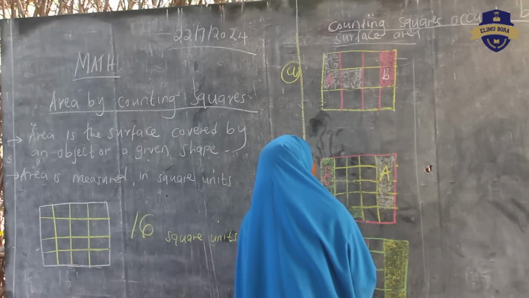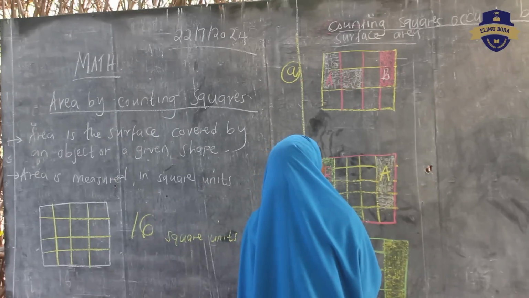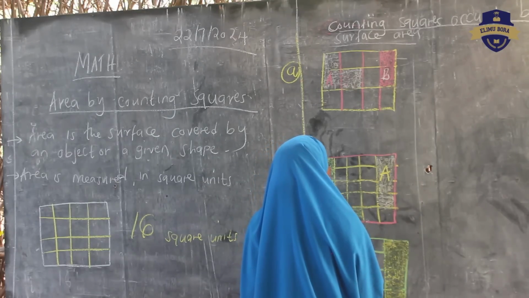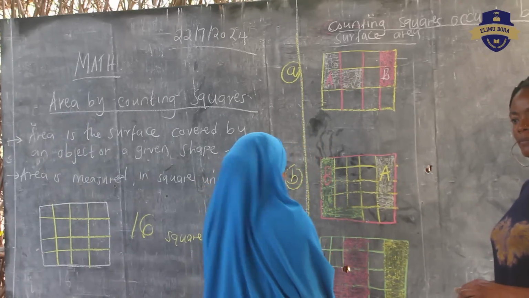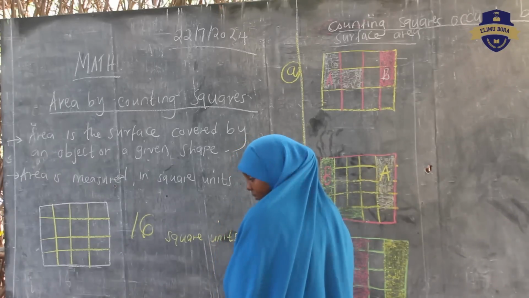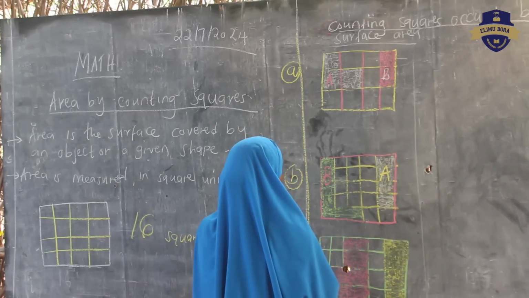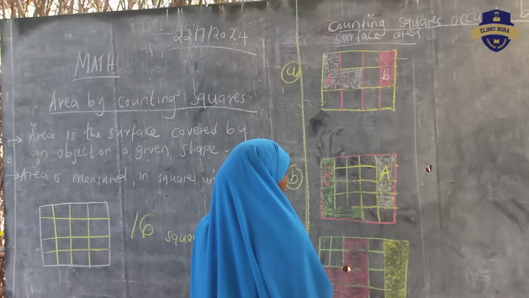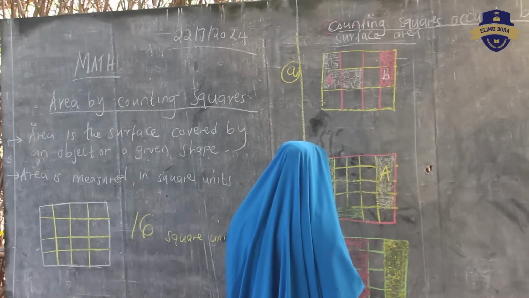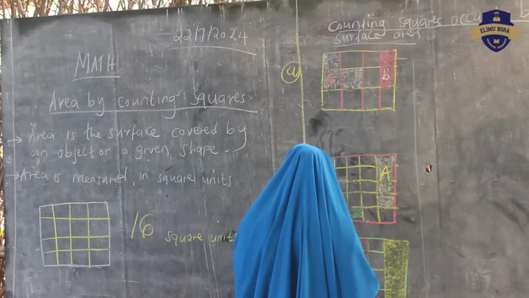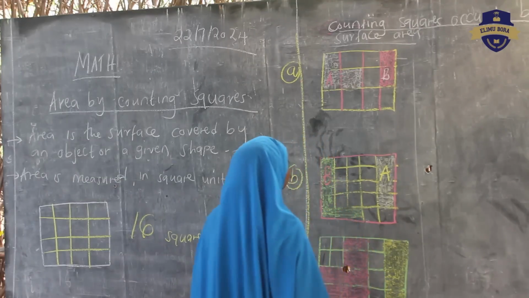Come and assist Aisha. Come. Can you come? Or you are ready? Come and assist. Can you sit down? Come and assist Aisha. Aisha cannot count for us.